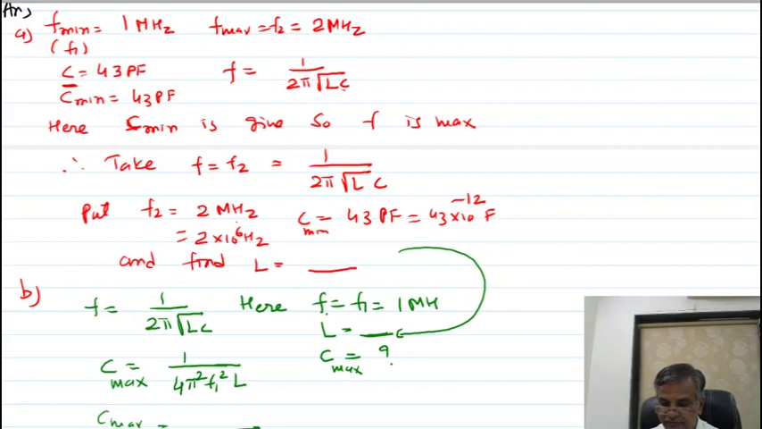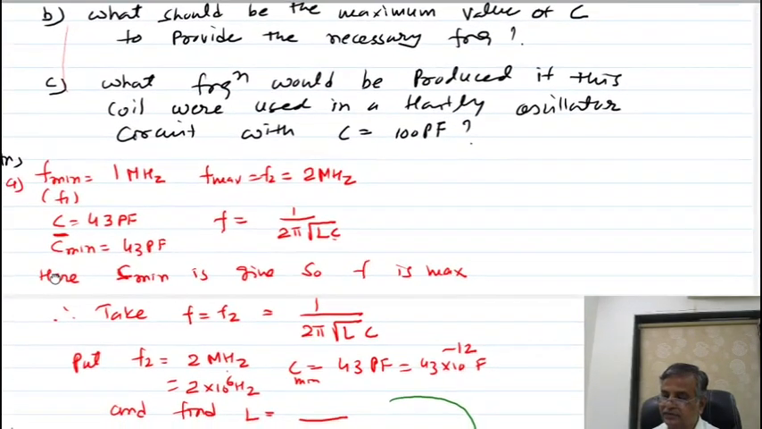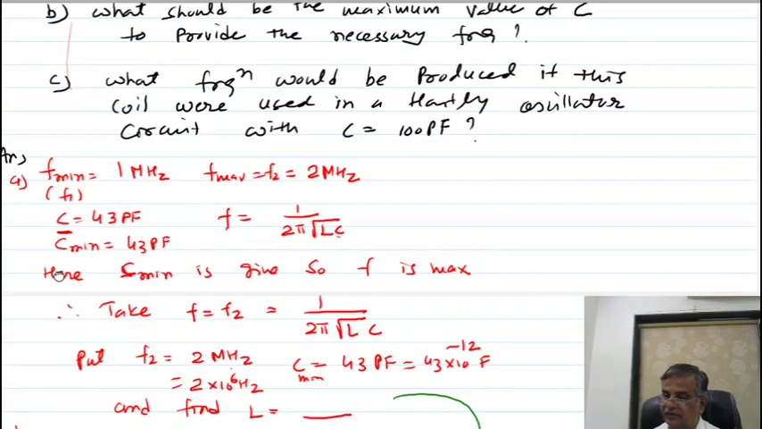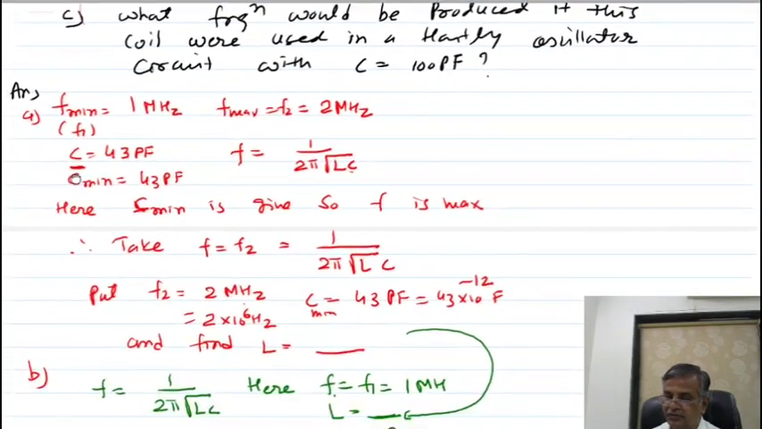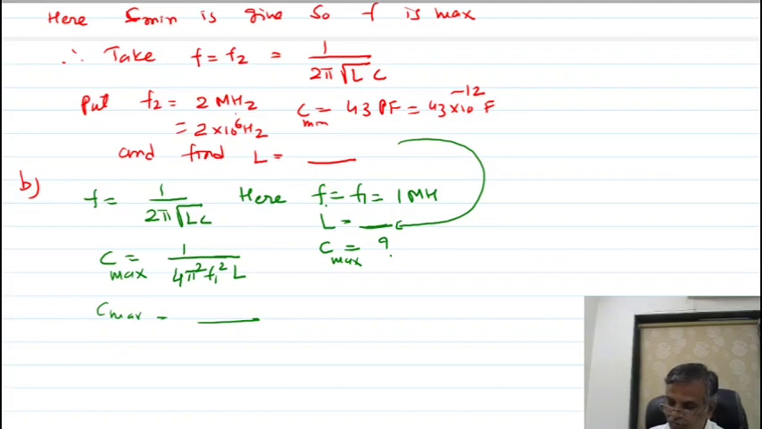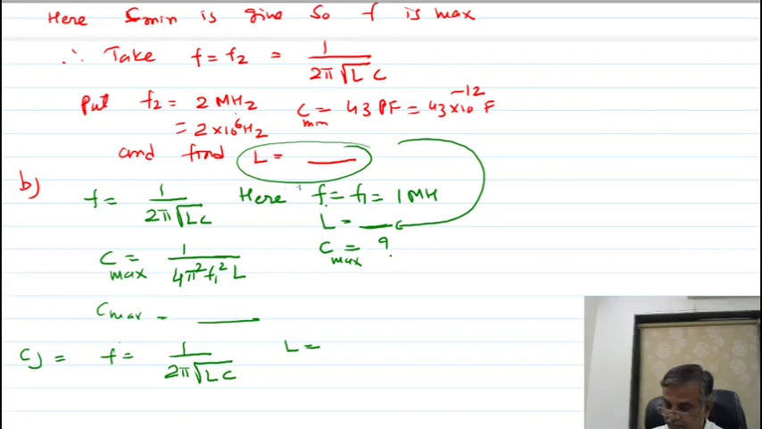Now third, what will be the frequency produced if this coil were used in a Hartley oscillator, where C is 100 pF? Means you should get the clarity. Equation of Hartley oscillator: they have not given L, so I use this. So L is, already you have taken this value, I have to put here. And C is 100 pF, so 100 into 10 raised to minus 12 Farad.